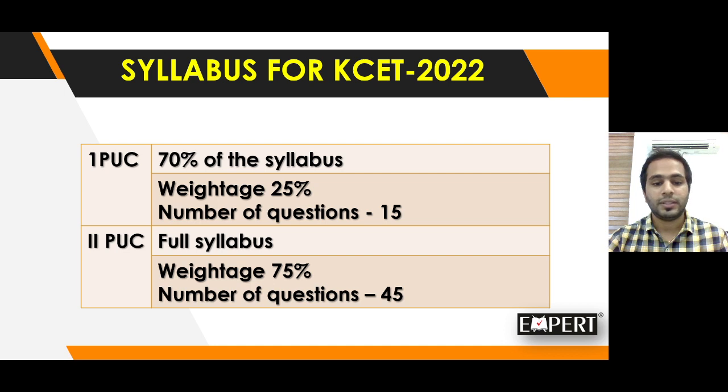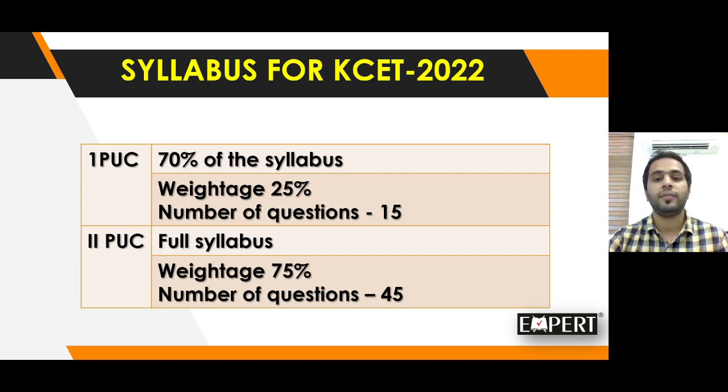Now, the syllabus, as the Karnataka Examination Authority has announced, is going to be the first PUC syllabus. Only the 70% of the first PU syllabus will be there for this particular exam this year. And the weightage of the first PU topics will be about 25%, which means out of your 60 questions, around 15 questions will be from first PU, and only 70% reduced syllabus of first PU is there for this year's CET. Whereas the second PUC is going to be a full syllabus.